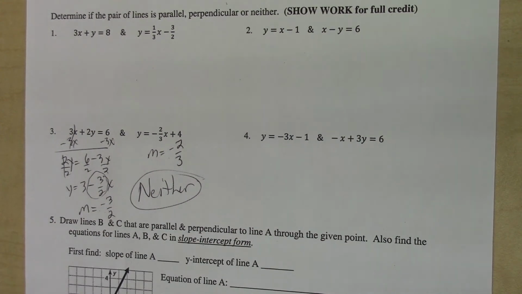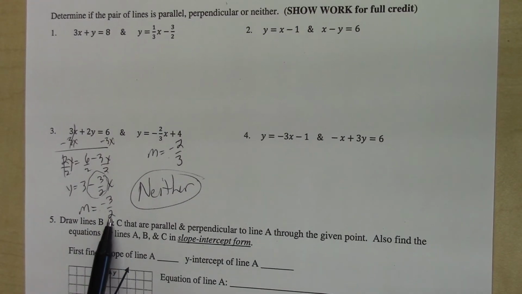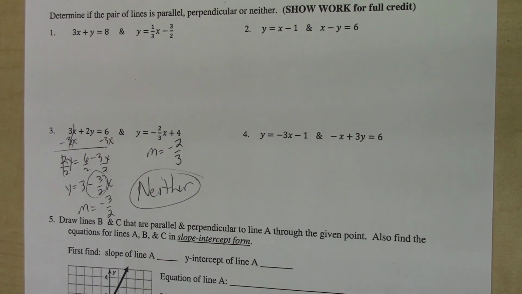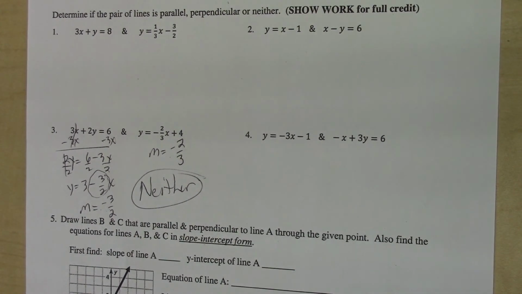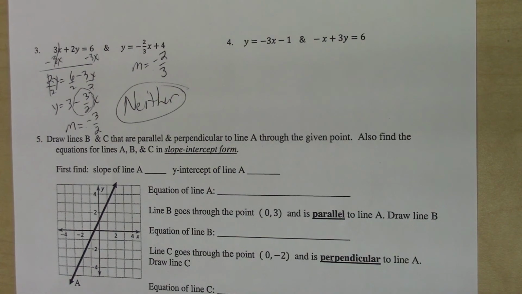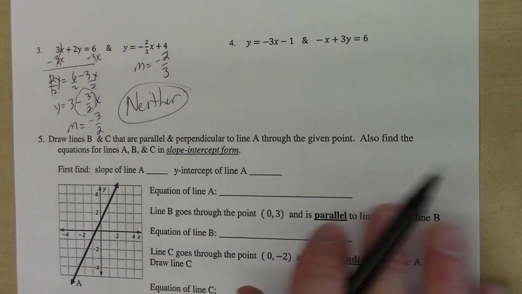For this to be perpendicular, one of them would have to be positive. For this to be parallel, they'd both have to be the same, either both this or both that, right? All right, so you can do the other three. Down at the bottom, a couple of things. This looks like a lot of stuff here, but it's not.